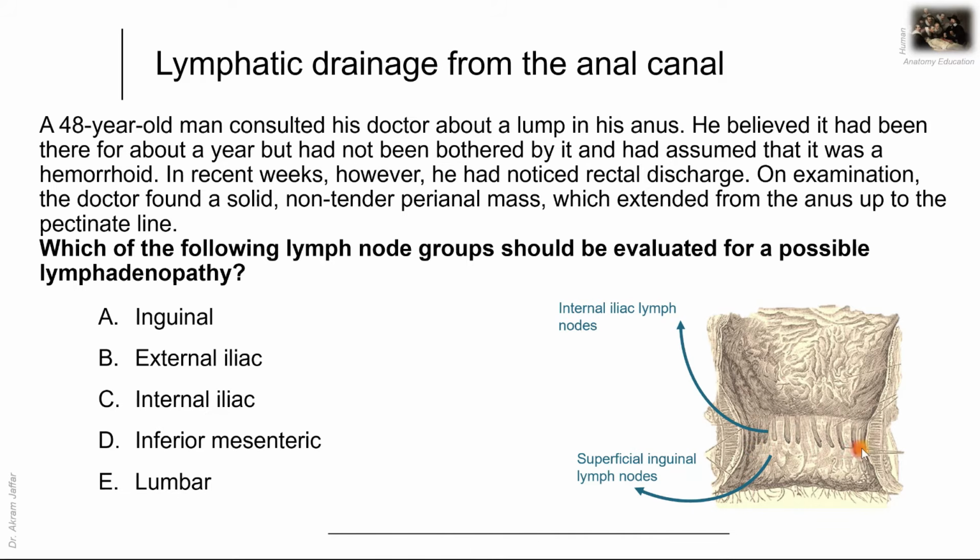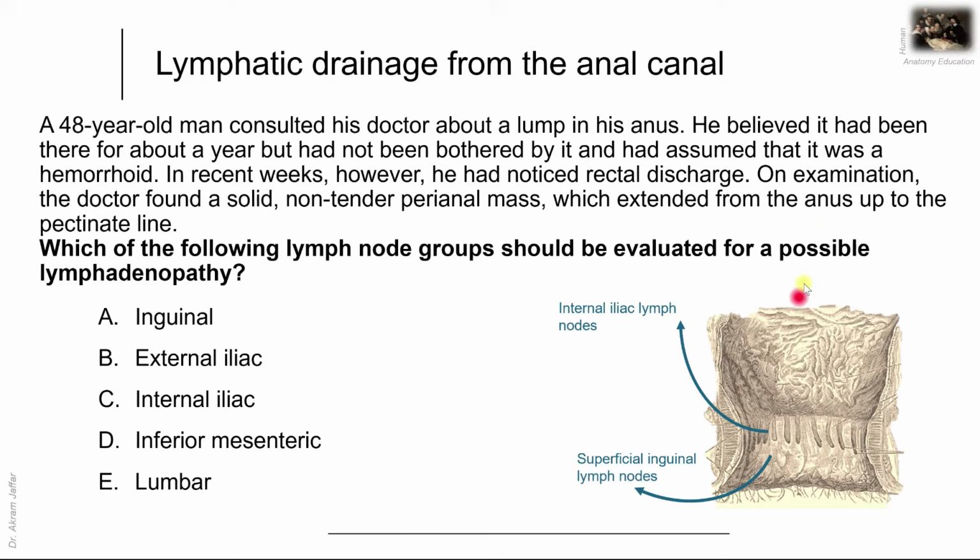The region above the pectinate line behaves as part of the rectum, and so the lymphatic drainage is to the internal iliac lymph nodes, like the lower part of the rectum, while the lower part of the anal canal below the pectinate line is derived from ectoderm. It is lined by stratified squamous epithelium, and it is supplied by the inferior rectal vessels, and so it drains like the perineum and the lower part of the vagina. It drains to superficial inguinal lymph nodes.